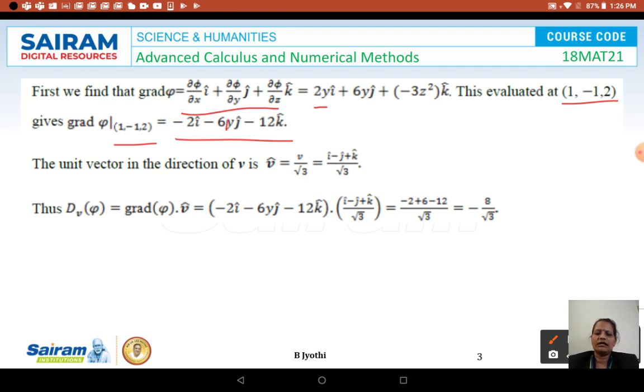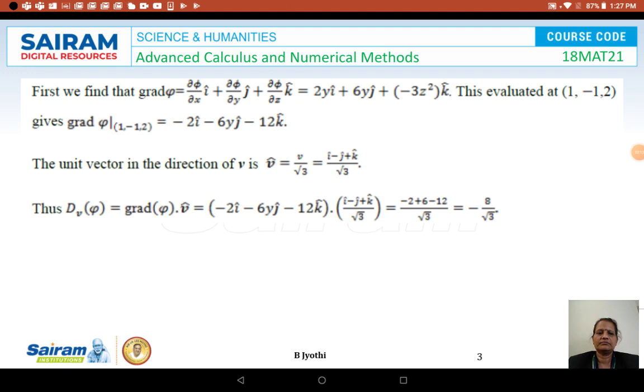The unit vector in the direction of v is given by i minus j plus k divided by root 3. Thus the directional derivative of phi along v, that is grad phi dot v, is minus 2i minus 6j minus 12k dotted with i minus j plus k divided by root 3. Therefore we get minus 2 plus 6 minus 12 divided by root 3, that is minus 8 by root 3.